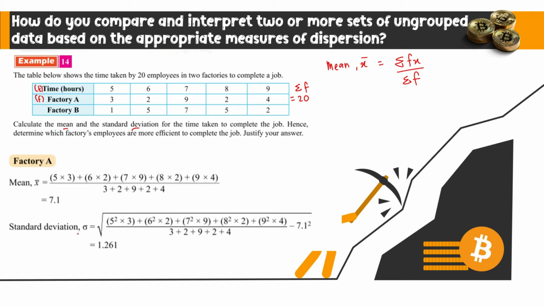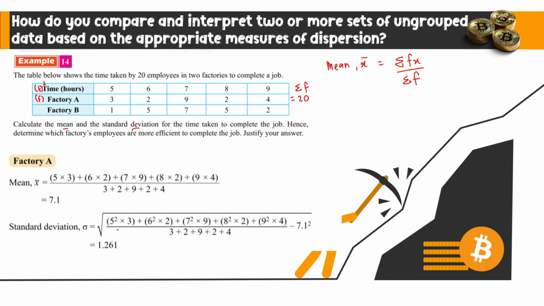So for the standard deviation, remember that we square the time, don't square the total of frequency. So 5 square times 3, then 6 square times 2, 7 square times 9, 8 square times 2, and 9 square times 3. Divide by n, which means 20, and then you subtract 7.1 square. So you get the standard deviation is 1.261.